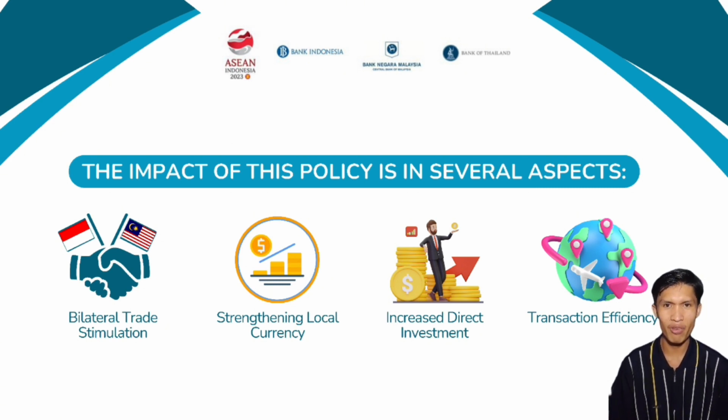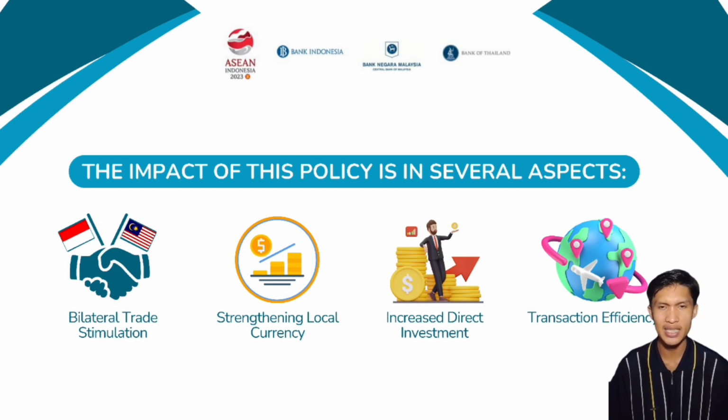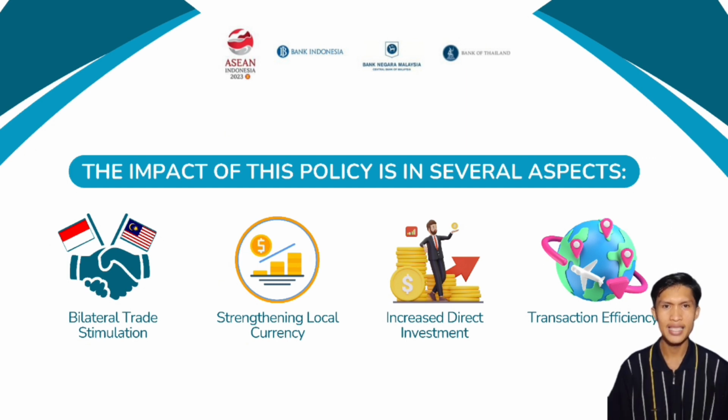The second aspect is strengthening local currency. By expanding the use of local currency, this policy can support the strengthening of each country's national currency. The use of local currencies in bilateral transactions can increase demand for those currencies, potentially improving exchange rates and currency stability. And the third aspect is increased direct investment. Through expanding the scope of direct investment, this policy can lead to increased direct investment between countries. This can create an expansionary impact on the investment component of aggregate spending.